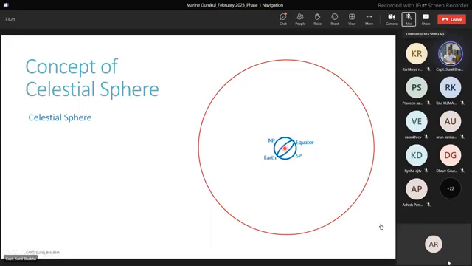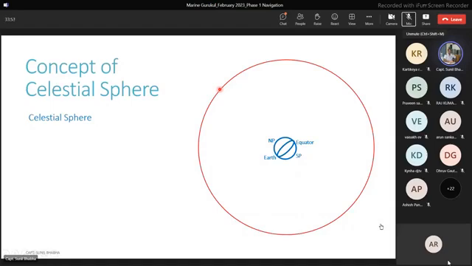So the celestial sphere is a sphere whose center is same as the center of the Earth and it has infinite radius. Now, what is the purpose or use of this celestial sphere? Now, this celestial sphere is very, very helpful in solving celestial navigation problems. Now, it is an imaginary sphere. It does not exist in reality.